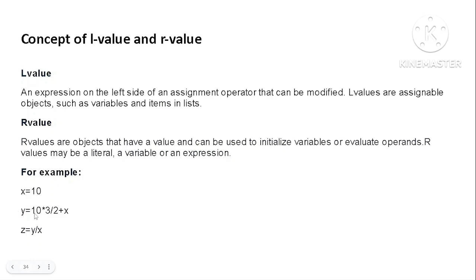In the case of an expression, Python will calculate the answer of this expression and then assign that value to the variable. The left hand side is generally an assignable object like a variable. R values are objects that can have a value which is used to initialize the variable. Okay, so any expression is formed in the right hand side and the variable is always given in the left hand side. As simple as that.